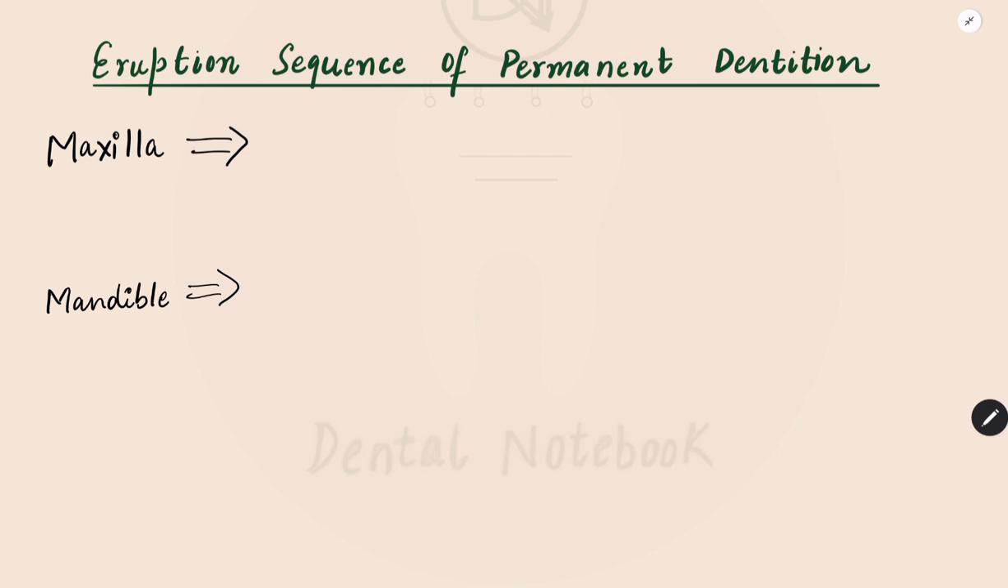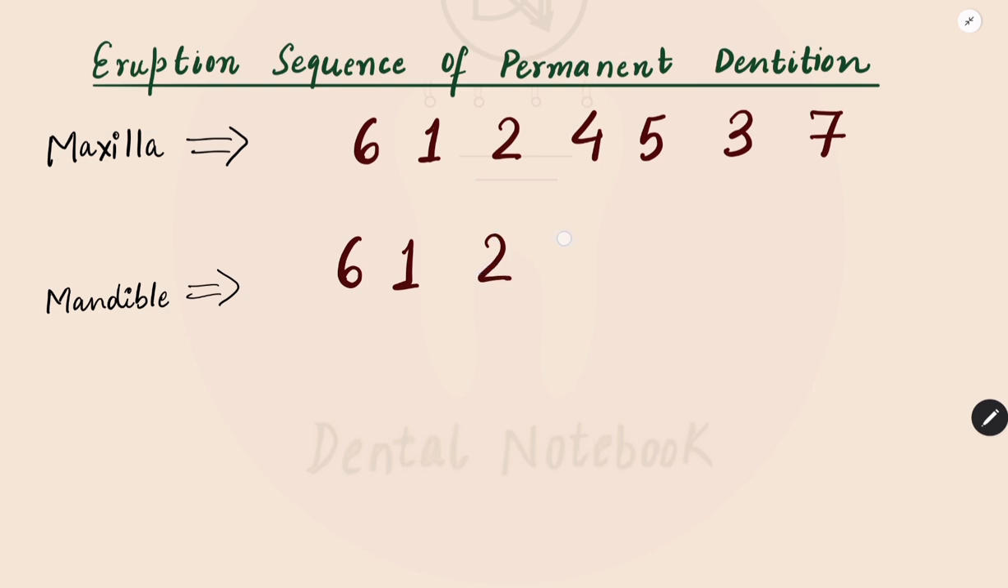The permanent dentition erupts in a sequence. So let's study the eruption sequence of the permanent dentition. First, coming to the maxilla. In the maxilla, the eruption sequence is 6, 1, 2, 4, 5, 3 and 7. For the mandible, it is 6, 1, 2, 3, 4, 5, 7.